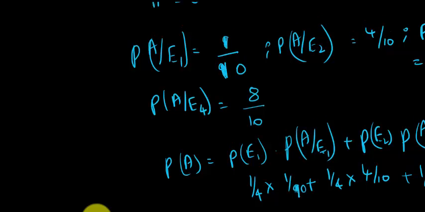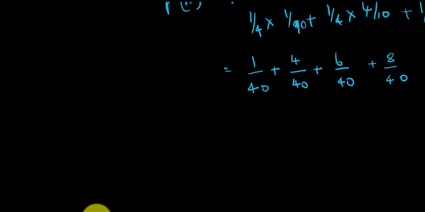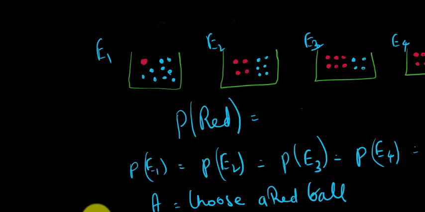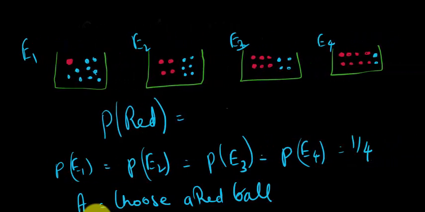Okay, so with that being said, what is my probability? It's going to be 6 plus 4 is 10, 10 plus 9, which is 19 divided by 40. That's the probability of a red ball being chosen from any one of these three bags. Okay, so that is my total probability.